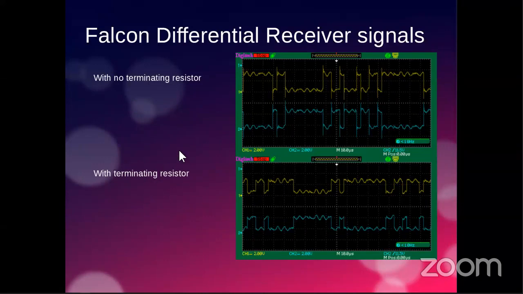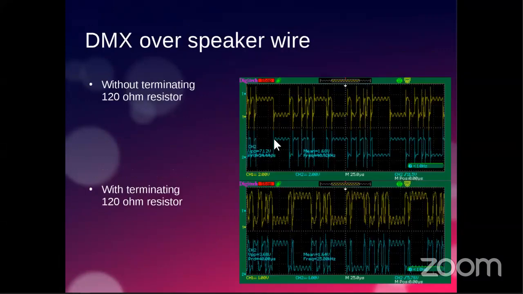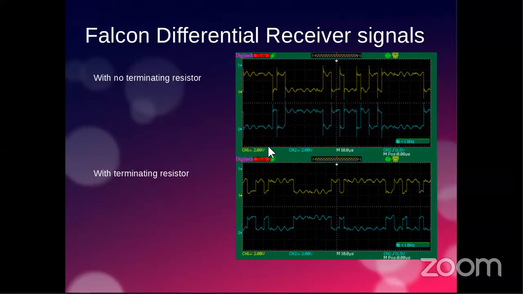Interestingly, the Falcon differential signals are not quite the same. Because they're only 2-wire differential, whereas DMX is 3-wire, you have a data plus, minus, and ground. The Falcon signal is actually only a 2-wire differential. And so while it does drive them differentially, you don't get quite the same spread. And you have the similar problem with the terminating resistor.